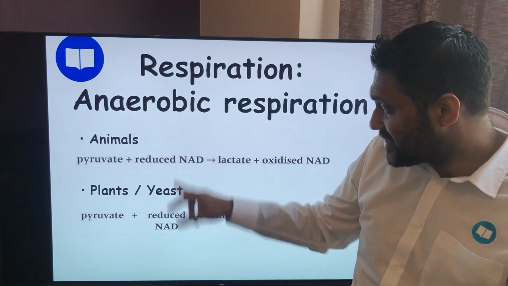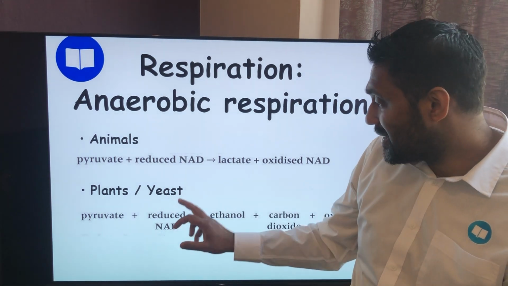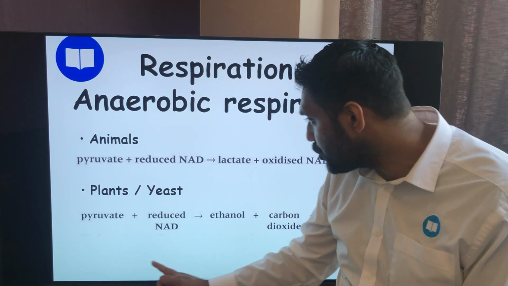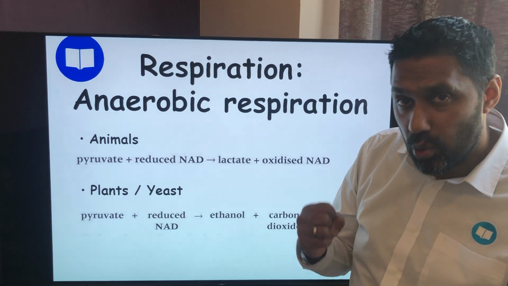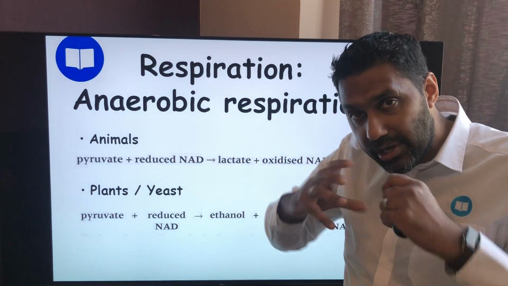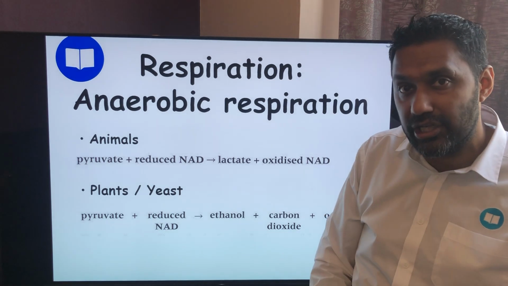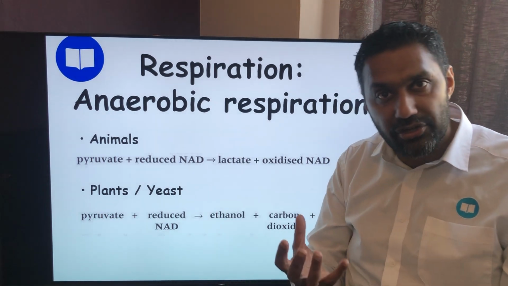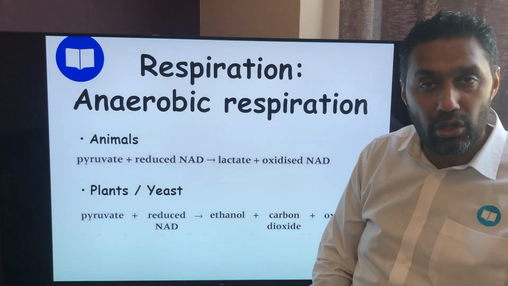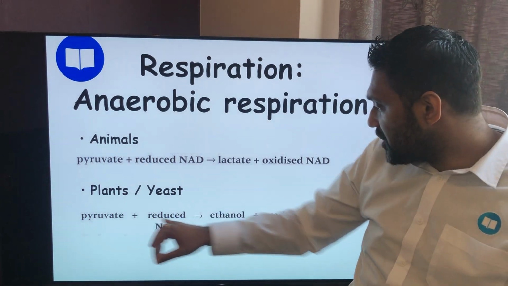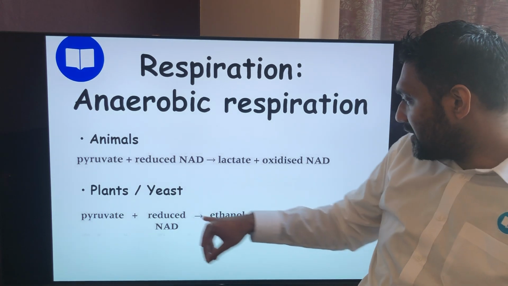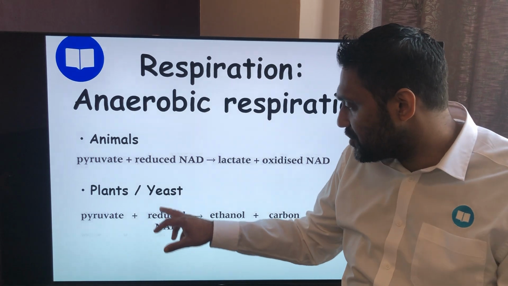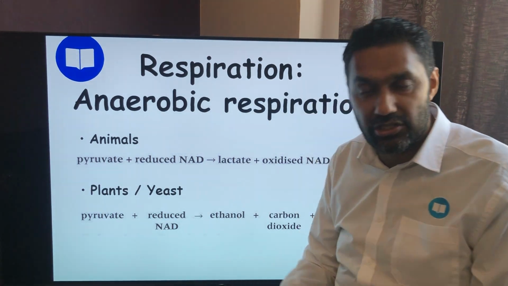Both of these were made in glycolysis. The reduced NAD will get oxidized because it gives its hydrogen onto the pyruvate. But also the pyruvate will break down and lose the carbon dioxide. So the pyruvate loses carbon dioxide, gains a hydrogen, and becomes ethanol. You've lost the carbon dioxide, and the reduced NAD has now become oxidized NAD because the hydrogen has jumped from there to there and the carbon dioxide has jumped off.